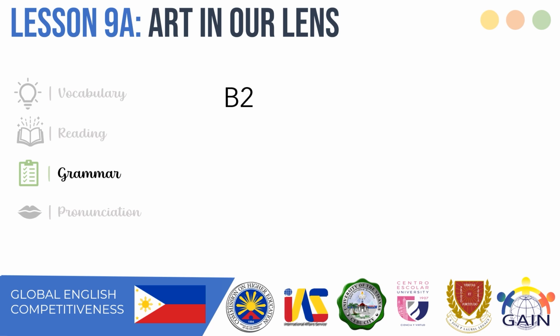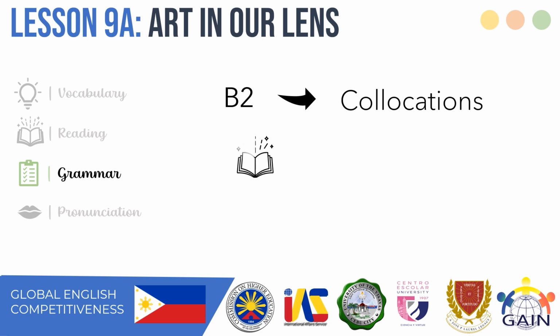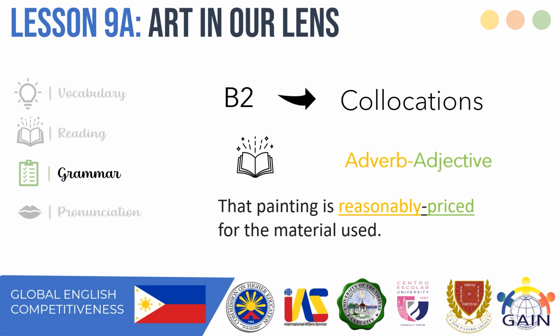For B2 students, we need to learn collocations. The next grammar skill is on adverb-adjective collocations. Just like in the example, that painting is reasonably priced for the material used. Reasonably is an adverb and priced is an adjective. Combining the two makes an adverb-adjective collocation.